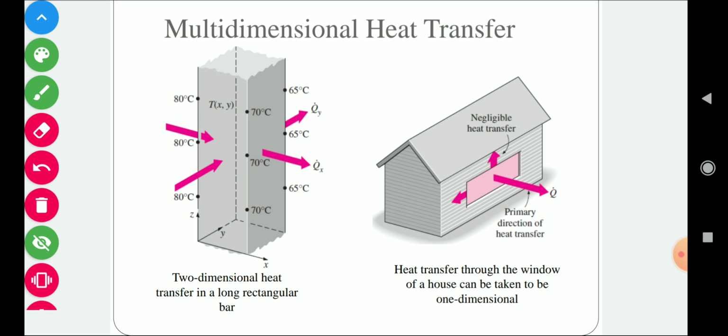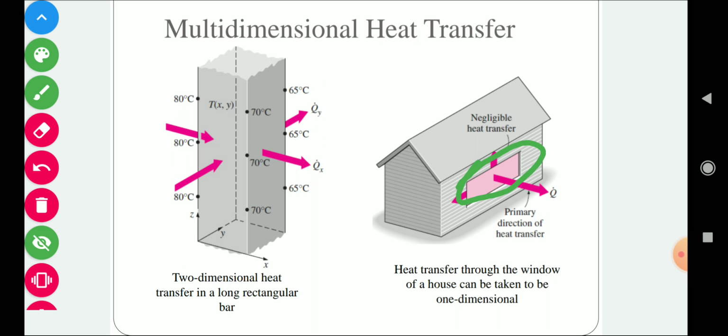As you can see in this example, we have a house which is maintained at some temperature, and the outside temperature is different. Let's say inside the house is 25 degrees centigrade, and outside is 10 degrees centigrade. Due to this temperature difference, heat will transfer from inside of the house to the outside of the house. The room temperature is maintained at 25 degrees centigrade, and the environment temperature is maintained at 10 degrees centigrade.